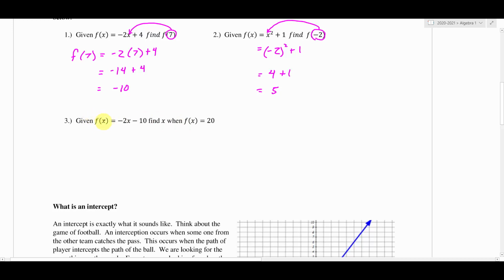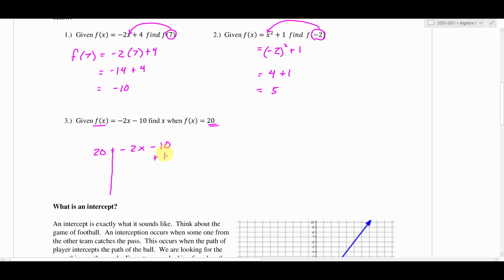Here, number 3, again we're looking at a function. Its name is f. The input is x, and this is the rule. Now it says find x when f of x equals 20. Notice the number that they give us is not in the parentheses. They actually want us to find the input, and what they gave us here was the output. So to do that, I take the entire f of x, the entire left side of the equation, and I'm saying I'm going to get out a 20. So I'm going to say 20 equals negative 2x minus 10. I want 20 to come out. I need to figure out what goes in.